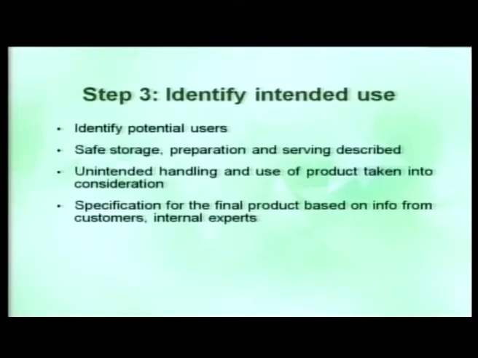The third step is identifying the intended use. When you are defining the intended use, it is very important to understand the potential abuses of the product. That means, what can go wrong with my product. So you have to identify your potential users, who is going to consume my product, how my product is to be safely stored, how it is to be prepared, how it has to be served. All these things have to be well defined, and unintended handling and use of the product should also be taken into consideration.